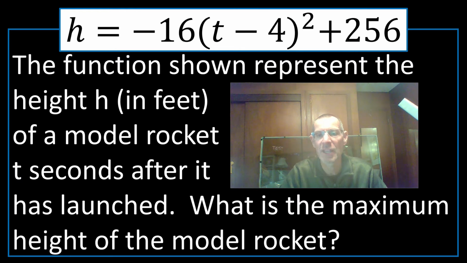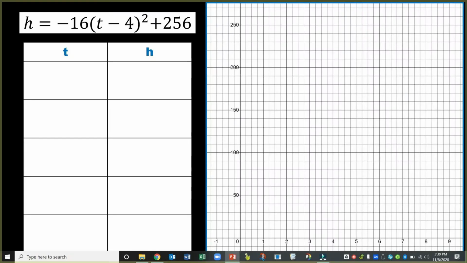Well, the first thing that you should notice about this function, h equals negative 16 times the quantity t minus 4 squared plus 256, is that it is in vertex form. Because it is in vertex form, I already know what my vertex is. So I'm going to fill in the middle location on my table with the vertex. And the vertex on this problem is positive 4, comma 256.